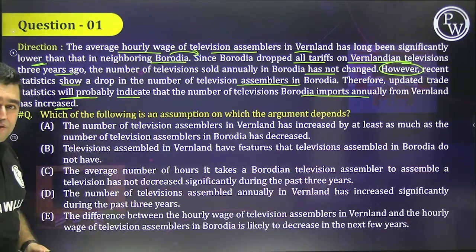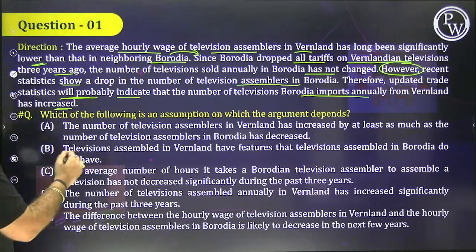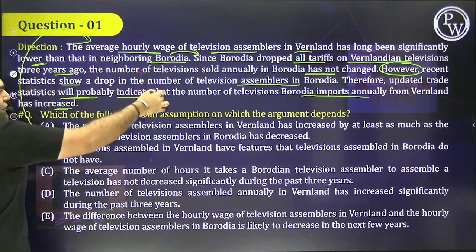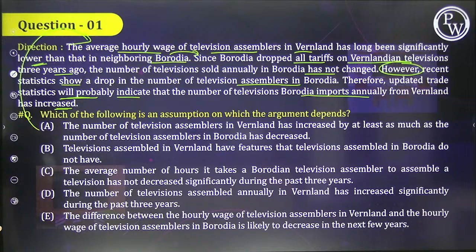So now what should you do? How should you think? You should place the option above this. Your option should give rise to the conclusion. So keyword matching is important. Now let us start evaluating the options and let us start eliminating ek ek karke.